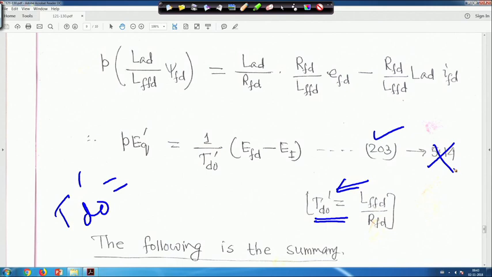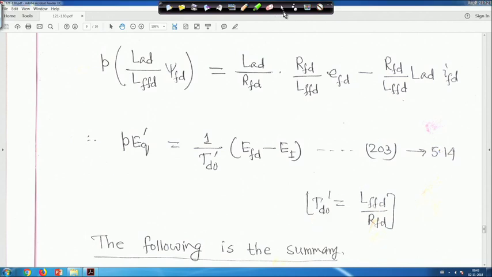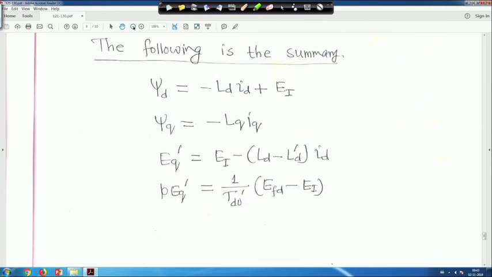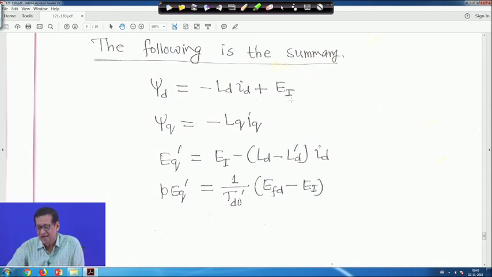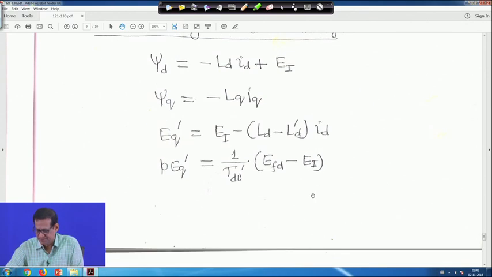So, this is nothing but E_Q dash dot. Now the following is the summary. Psi_d is equal to minus L_D I_D plus E_I, psi_q is equal to minus L_Q I_Q, E_Q dash will be E_I minus in bracket L_D minus L_D dash, I_D, and P E_Q dash will be 1 upon T_DO dash in bracket E_FD minus E_I. This is the summary.